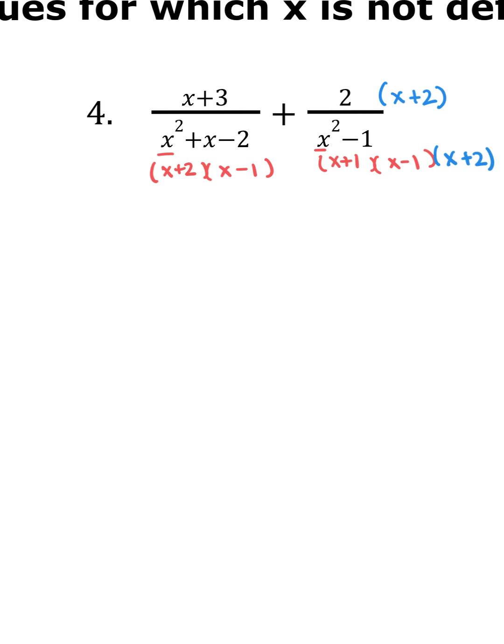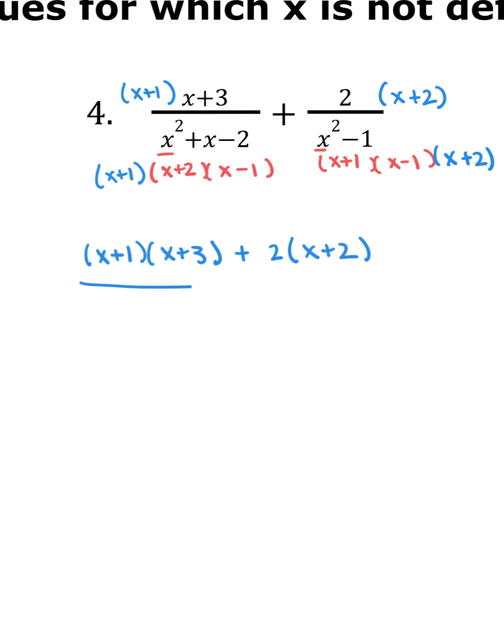Now we're going to repeat that same process. What does the second fraction have that the first one needs? Well, it has an x plus 2 now. It has an x minus 1, but it needs an x plus 1. Whatever we do to the bottom, we need to do to the top. So on the top, I'm going to have x plus 1, x plus 3, and then I have plus 2 times x plus 2. And that's now all going to be over my common denominator, which was x plus 1, x plus 2, x minus 1.